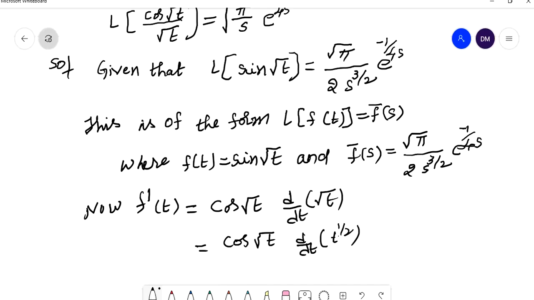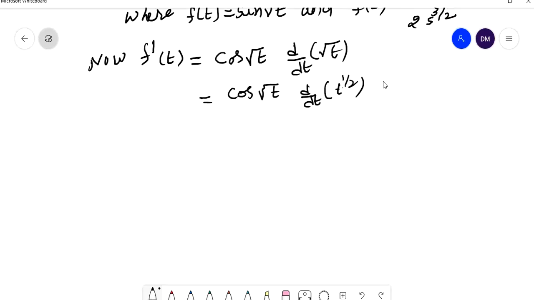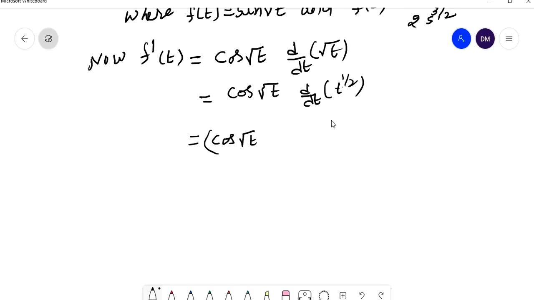Now what is the derivative of t power 1 by 2? It is in the form of x power n. The derivative of x power n is n into x power n minus 1. So this is equal to cos root t into, the derivative of t power 1 by 2, where n is 1 by 2, into t power 1 by 2 minus 1.